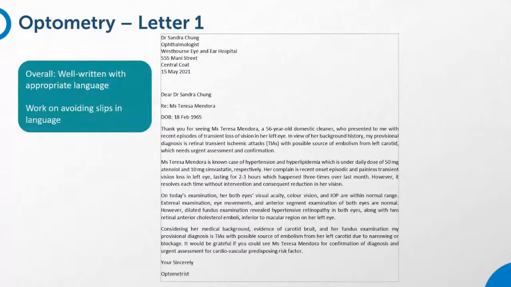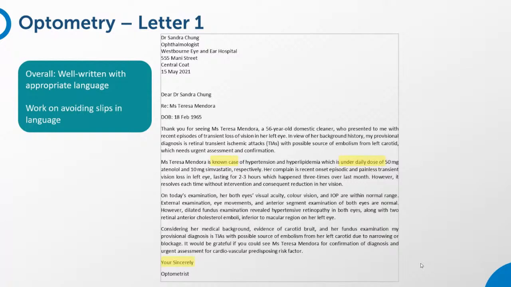Overall, the letter is well written with appropriate language, but there are some slips, such as this sentence about the patient's medical history. So known case should be avoided. Instead, Ms. Mendora has hypertension is suitable. And we would write taking rather than under for medication. And there's also a slip in the closing language. The S from yours in front of sincerely has been missed off.